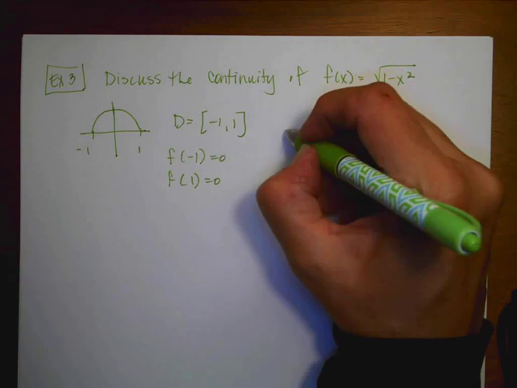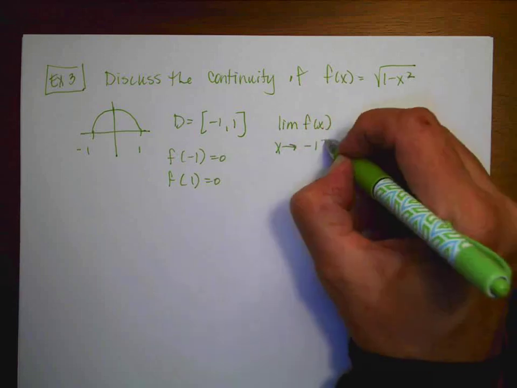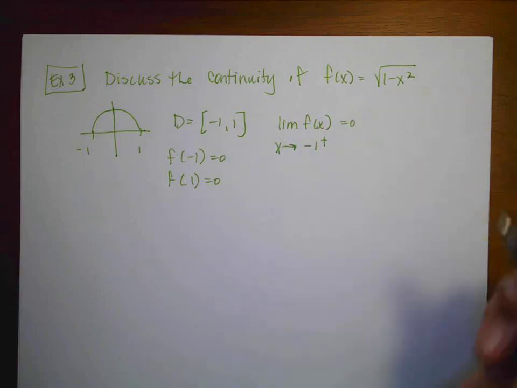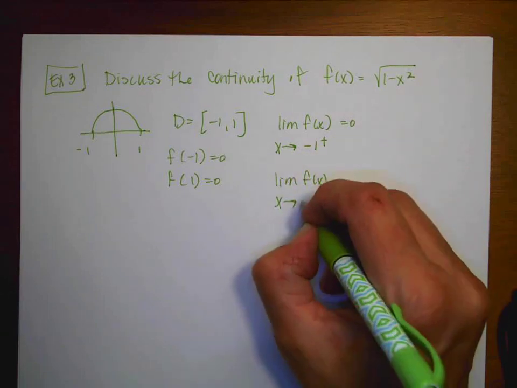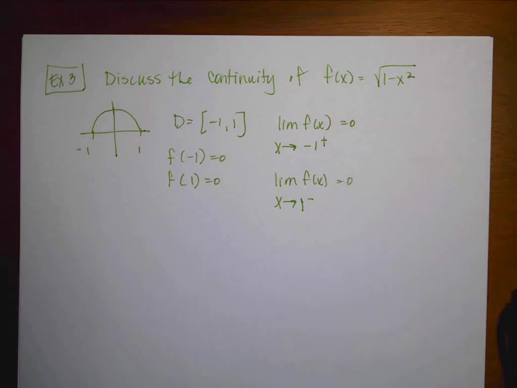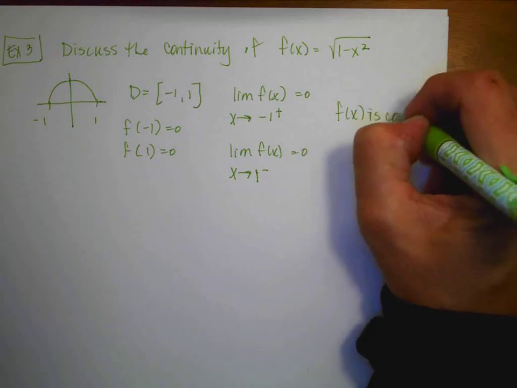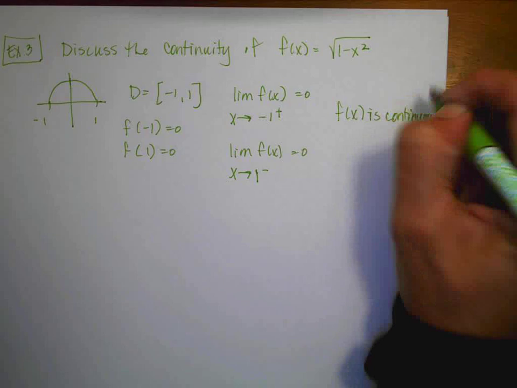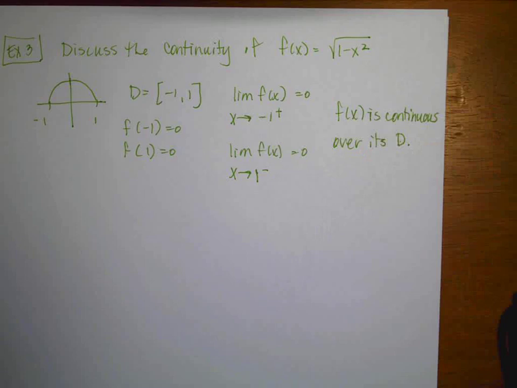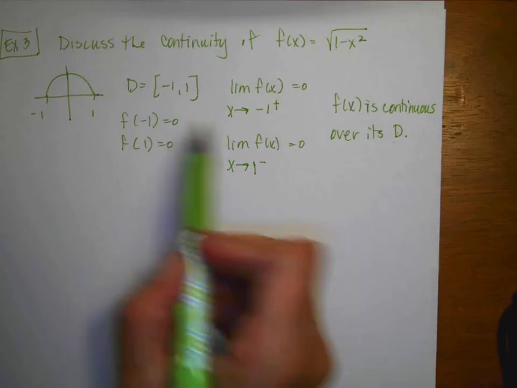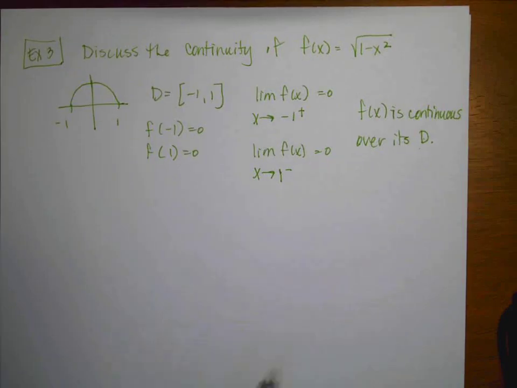So if I want to discuss the continuity, I can say that the limit of f of x as x approaches negative 1 from the right is going to be 0, and the limit of the function as x approaches positive 1 from the left is 0, then we can say f of x is continuous over its domain. And remember, I can't say a function is continuous over the domain unless I've previously defined the domain.